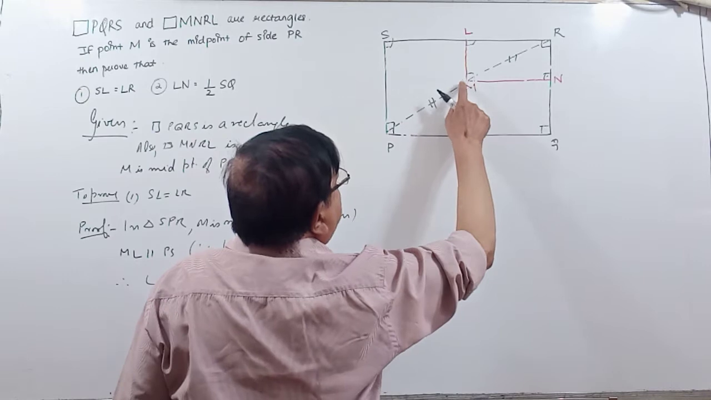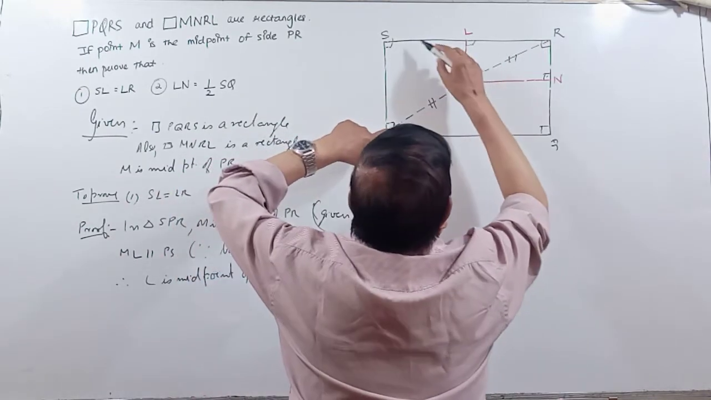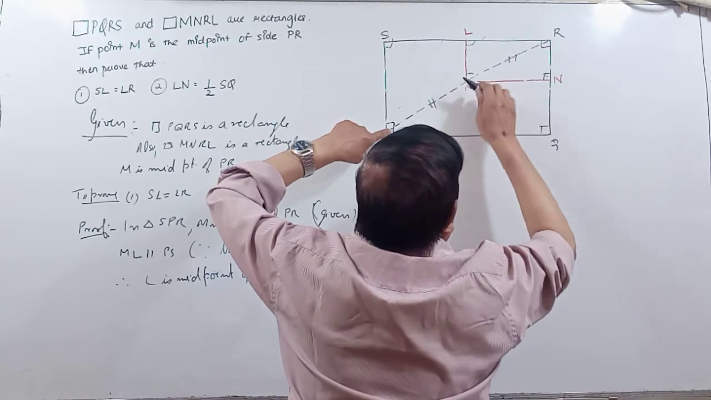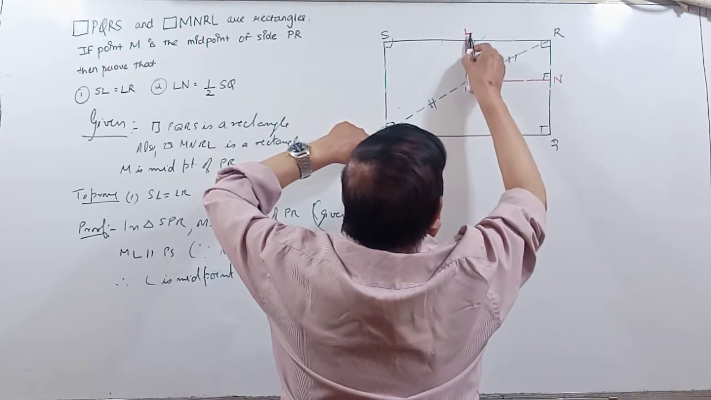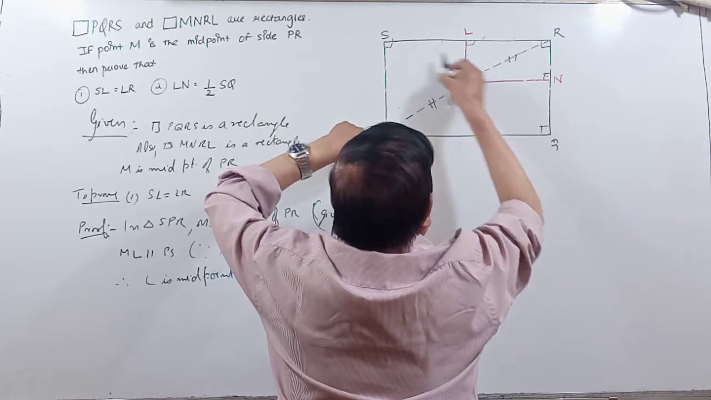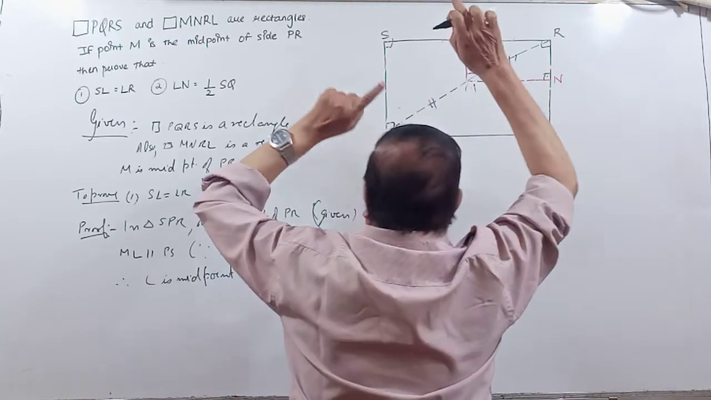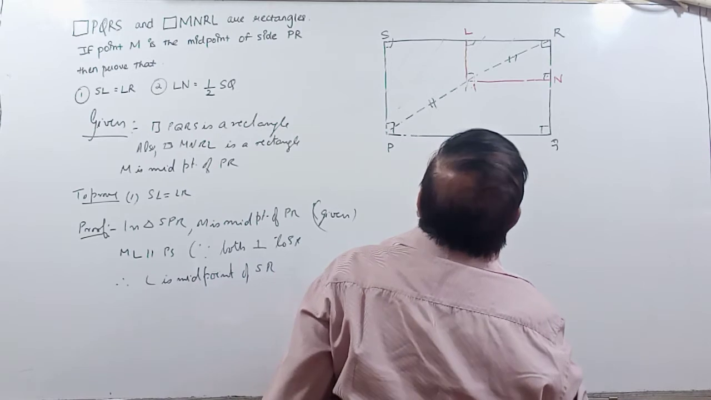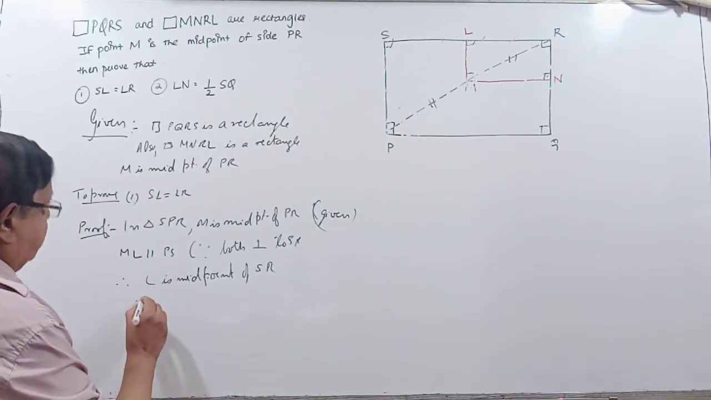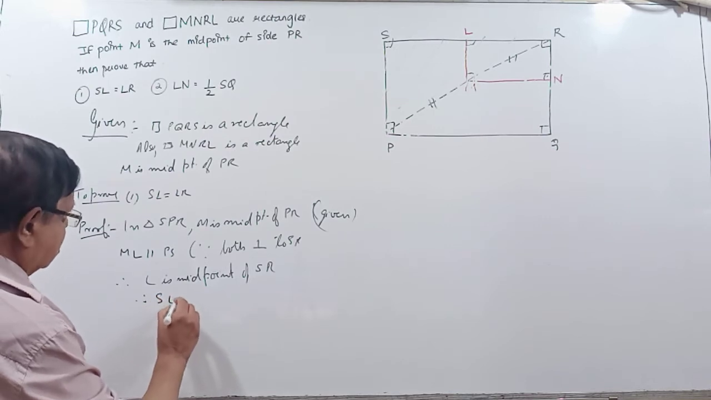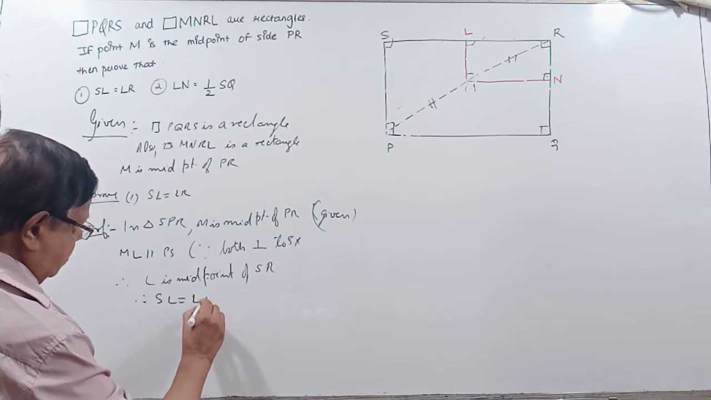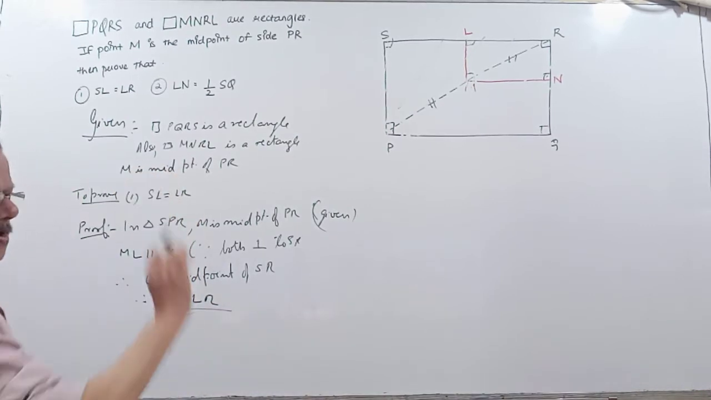A line drawn from the midpoint of one side. Now this is the triangle. In this triangle, M is the midpoint and this is parallel to this. A line drawn from the midpoint of one side, parallel to the second side, bisects the third side. So L is the midpoint of SR, which means SL is equal to LR. The first proof is done.